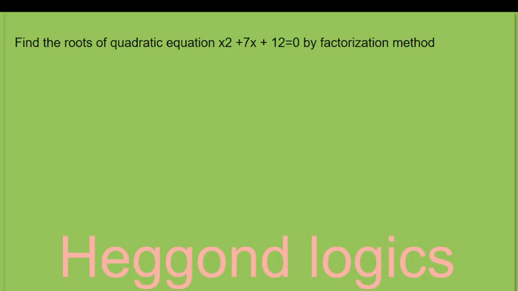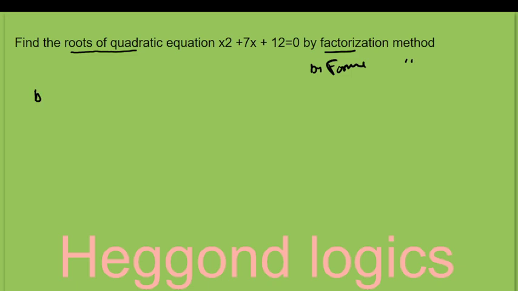Hello everyone, today we are discussing some important questions from the quadratic equation chapter. There are three types of questions asked in the exam. The first type: find the roots of the quadratic equation by the factorization method and by the formula method. And the second type of questions: find the discriminant.